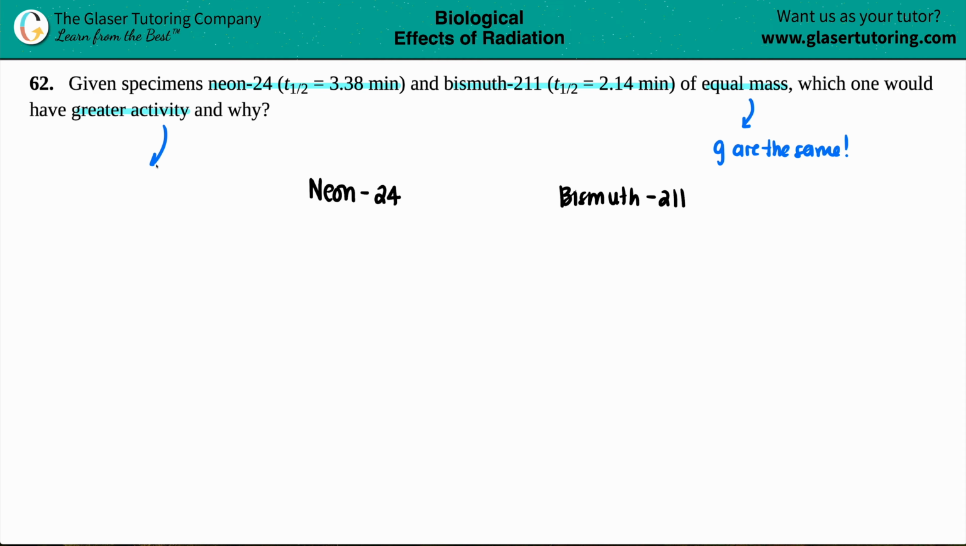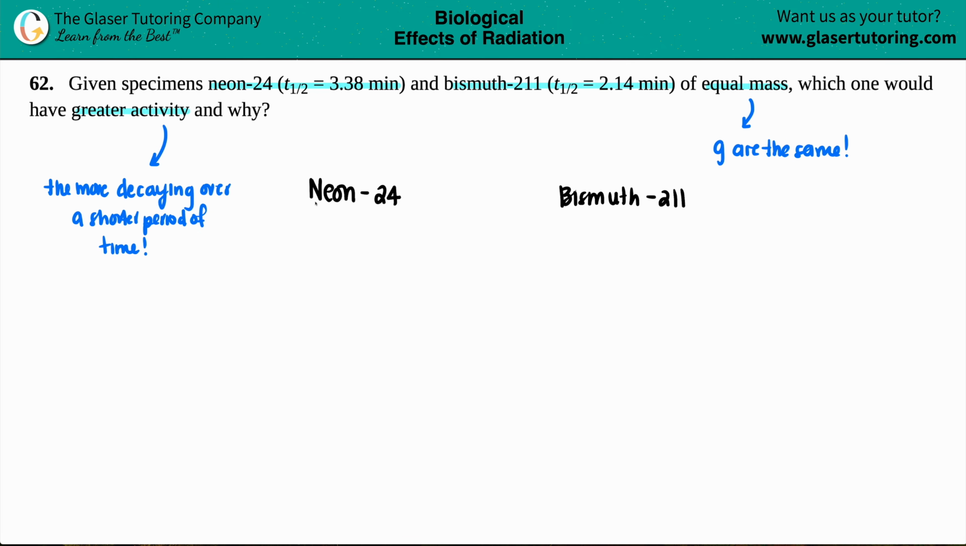When I like to think of activity, I like to think of basically the more decomposing or decaying over a shorter period of time. So if you are breaking down more often in a shorter period of time, your isotope is going to have more activity. More stuff's going on over a shorter period of time.